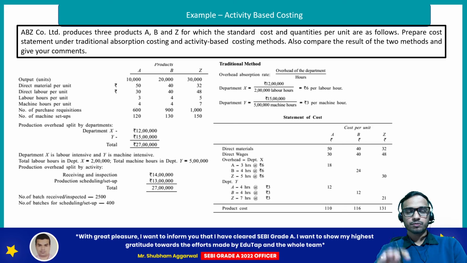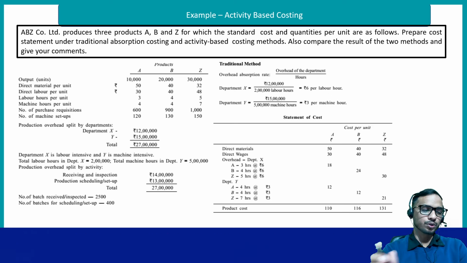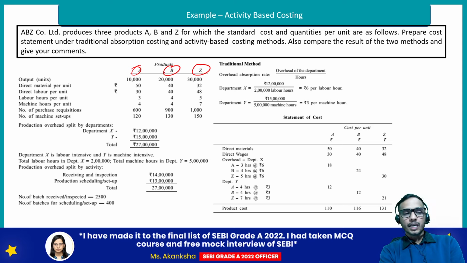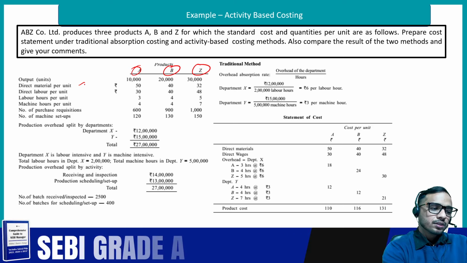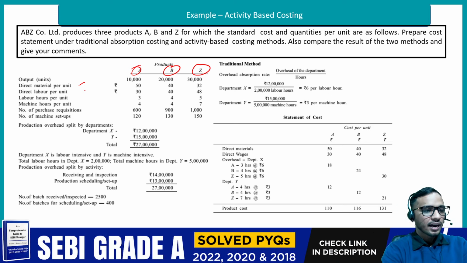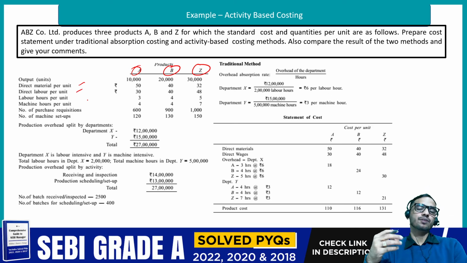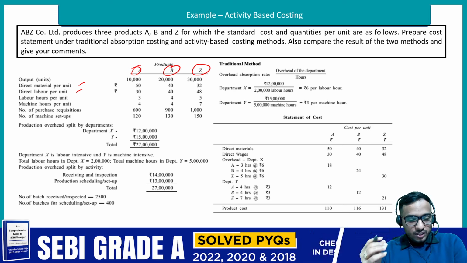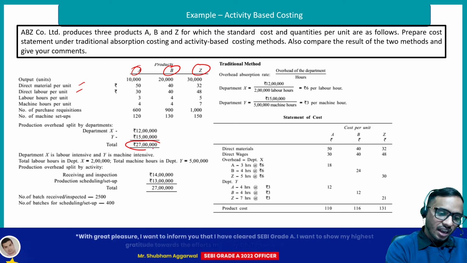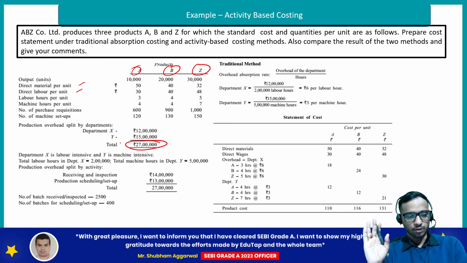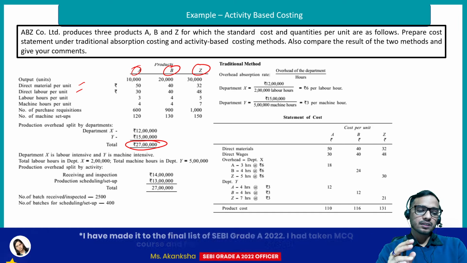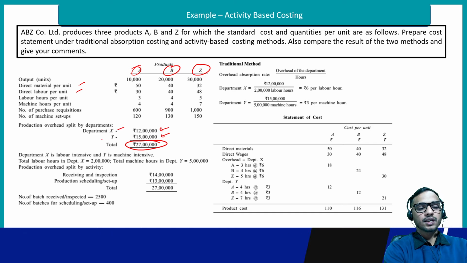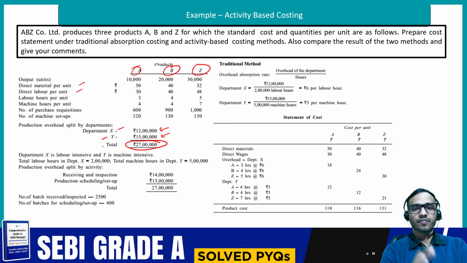Suppose first we are going to discuss the traditional or absorption costing. So suppose we have 3 products in a manufacturing company ABC. As we all know, the direct material is given to us per unit, direct labor is also given to us, and apart from direct material and direct labor, we have overheads, right? Now this overhead is 27 lakh in this example in total. This 27 lakh overhead constitutes 2 department costs. First one is X and another one is Y, that is 12 lakh and 15 lakh respectively.